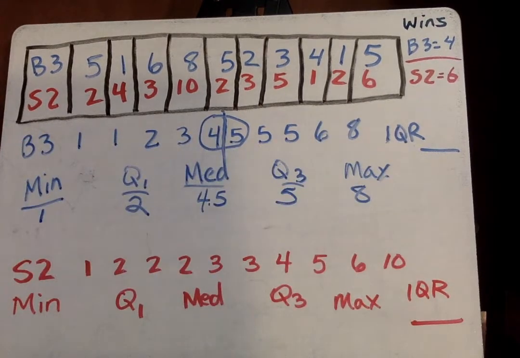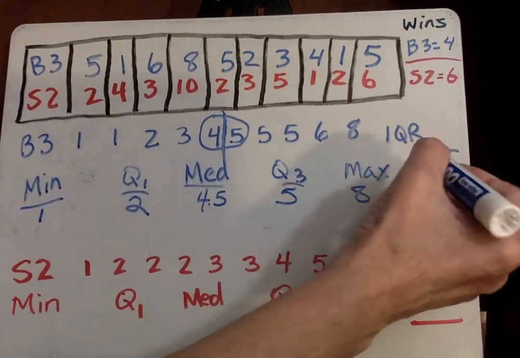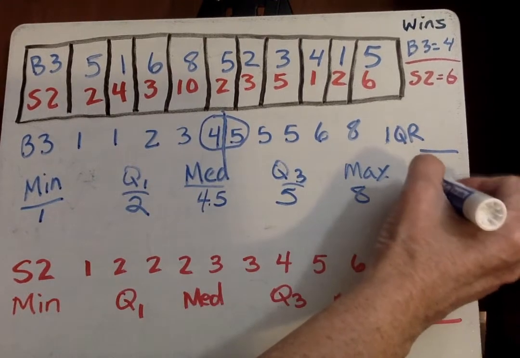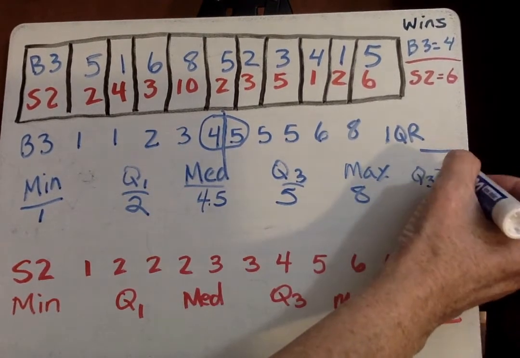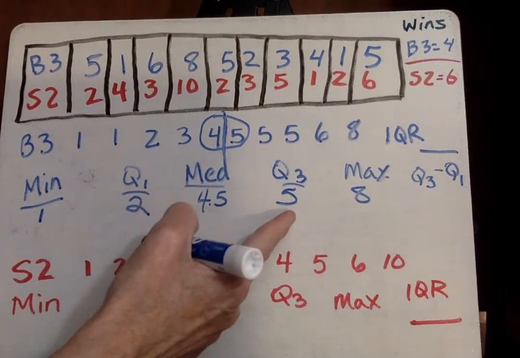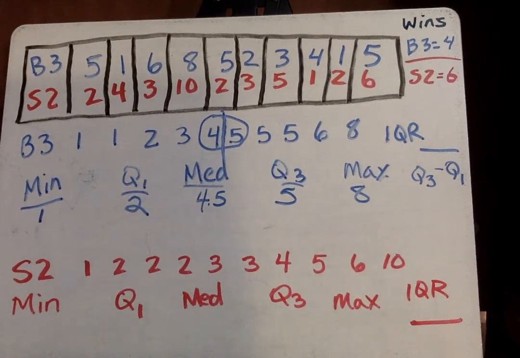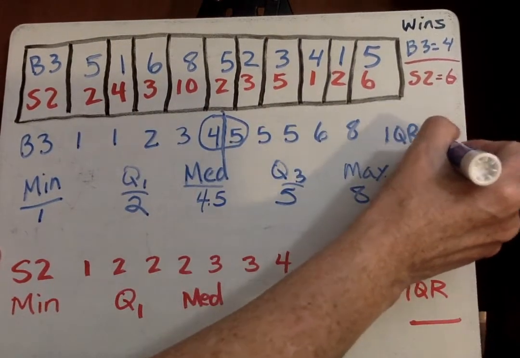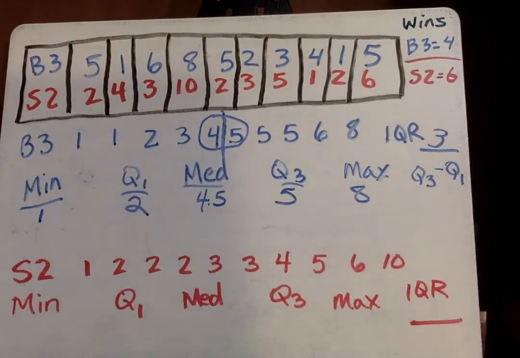Next, I'm going to introduce to you the interquartile range. This is IQR. And the interquartile range is actually quartile 3 minus quartile 1. So quartile 3 is 5, quartile 1 is 2. So we go 5 minus 2, and that will give us 3. So we have all of our numbers to do our box and whisker plot.